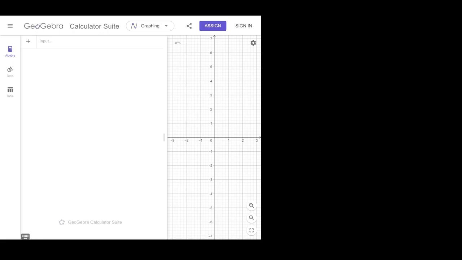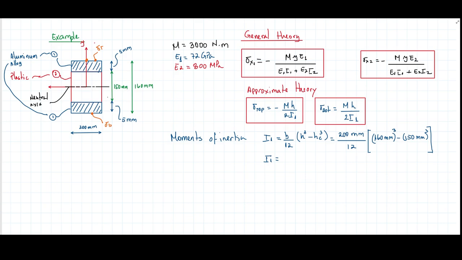So let's put those equations there. So I1, that's going to be equal to what? To B, it's going to be 200 divided by 12 times 160 millimeters to the power of 3 minus 150 millimeters to the power of 3. And then if I get this value here, well, is this much? Is 120 something? Let me go back to OneNote. And I'm going to write it like this.